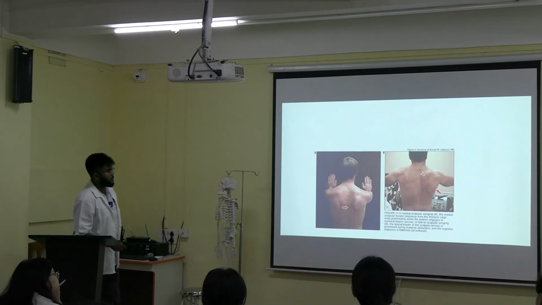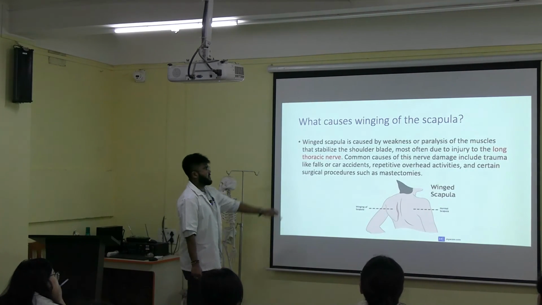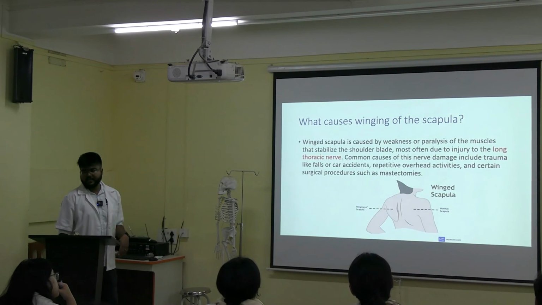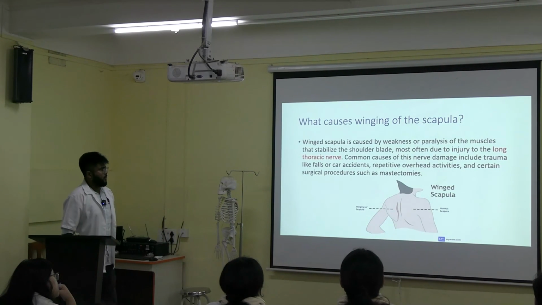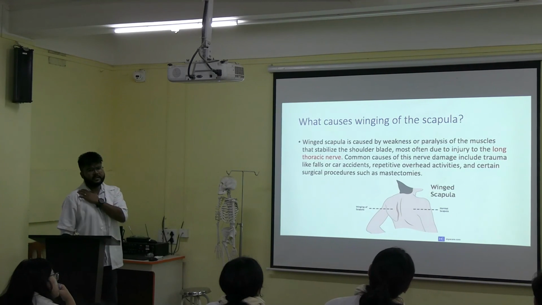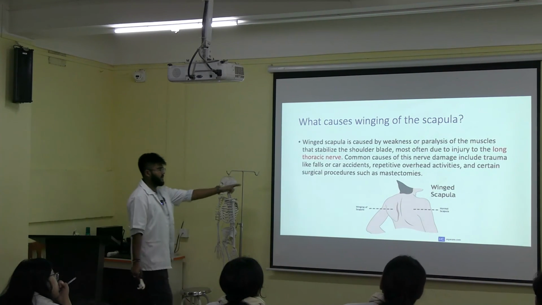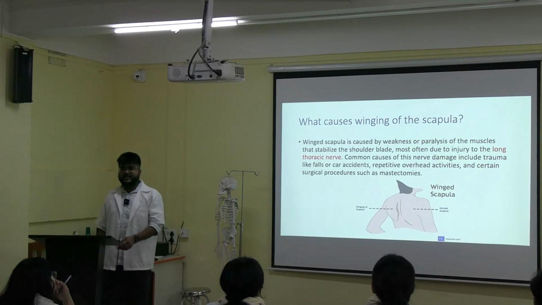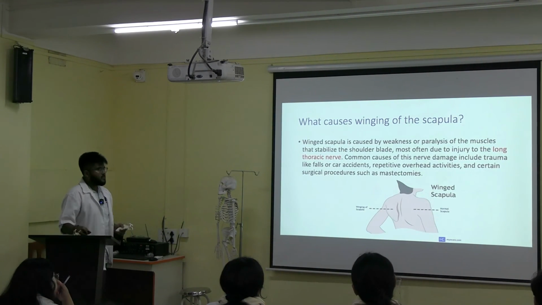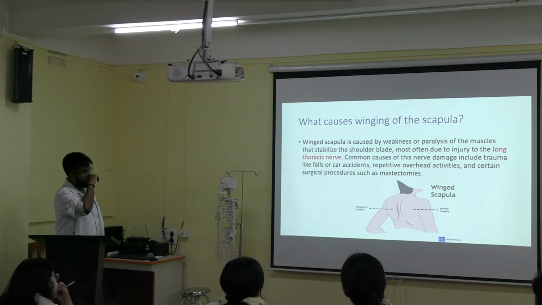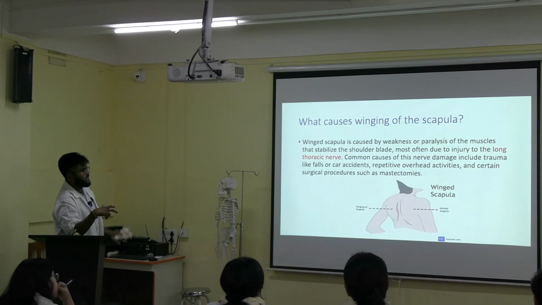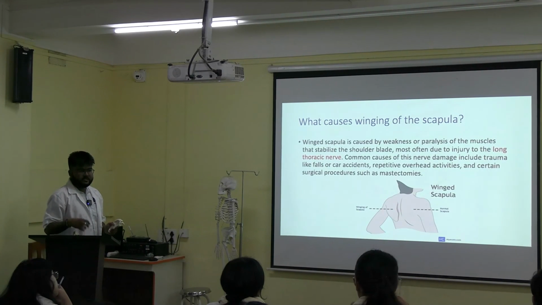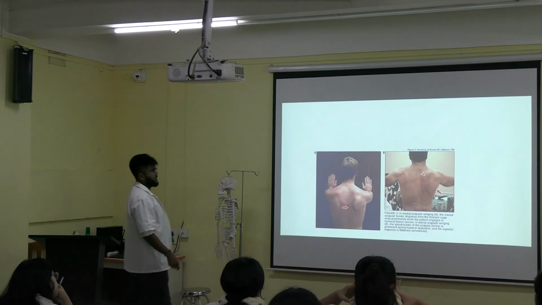So how does it get paralyzed? Common causes of this nerve injury are any kind of trauma, any kind of accident or fall from height, or repeated overhead activity. Another important cause is mastectomy surgery. Do you know mastectomy surgery? This is mainly breast surgery. If the surgeon mistakenly cuts this long thoracic nerve, this muscle gets paralyzed. So here this condition happens.